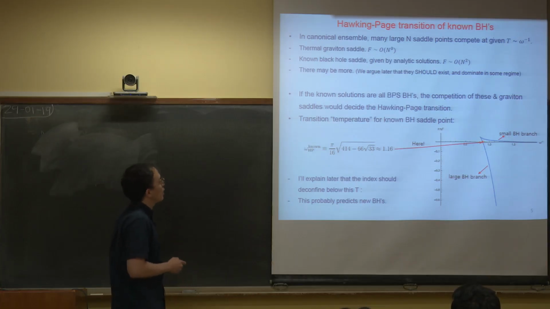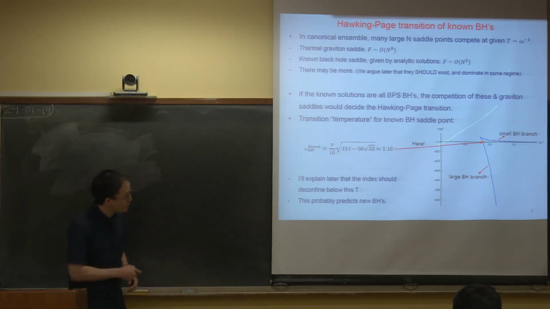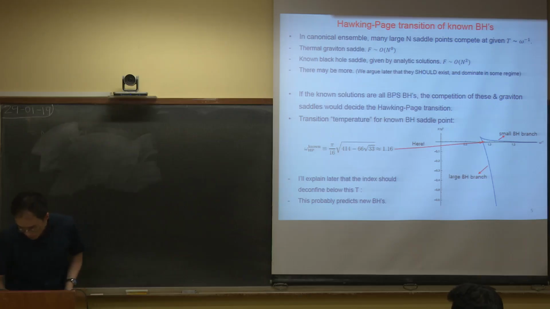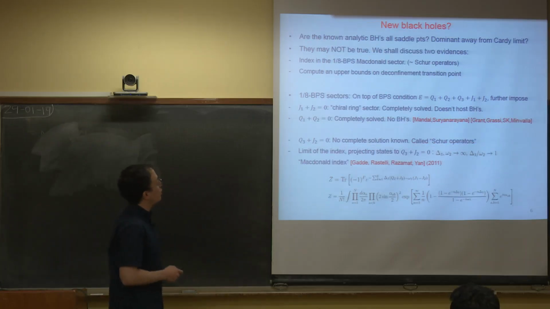Okay? Now, later on, if I do further field theory studies, I'll find a contradiction to this Hawking-Page transition. Namely, I'll be giving some evidence that the deconfinement transition of the field theory has to happen at a temperature below this. Okay? This probably, I think, predicts new black hole saddle points. But until that moment, please remember this. Okay? So I'm going to make two studies going beyond large black holes in field theory, okay?